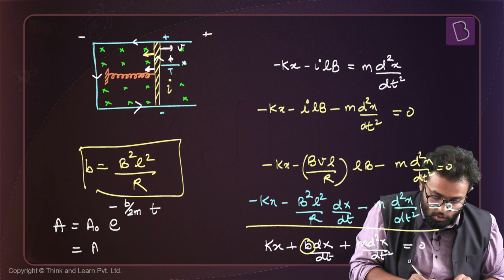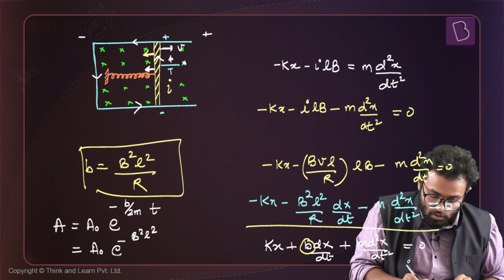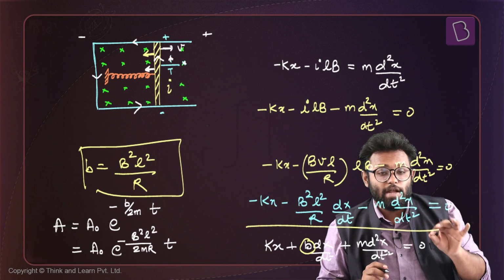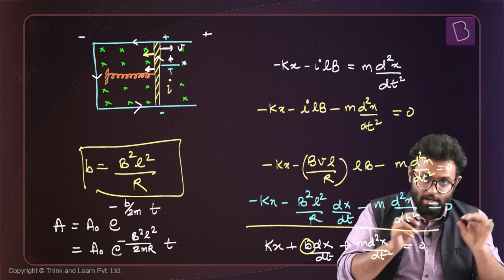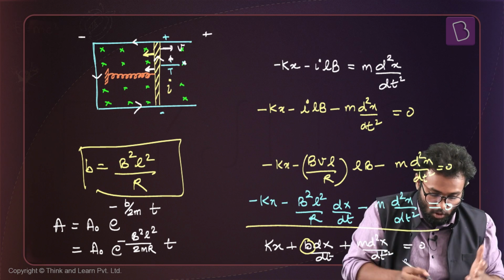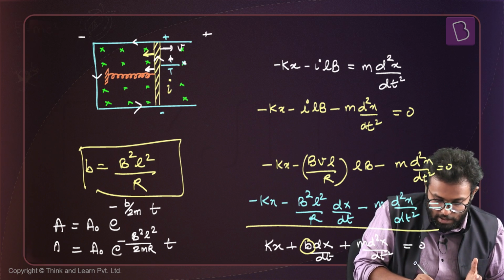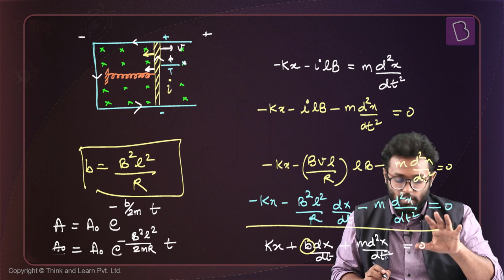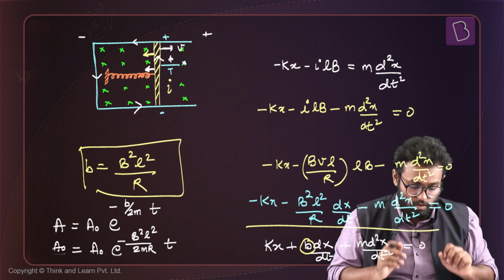So this becomes equal to A naught e to the power of minus B squared L squared by 2mR times t. It is given to us that A is equal to A naught by e, where e is the exponent that we use, e to the power of whatever. e is called Euler's number apparently. So this is A naught by e. Okay, so now that's where we have gotten. Now this seems easy. Let's do this.